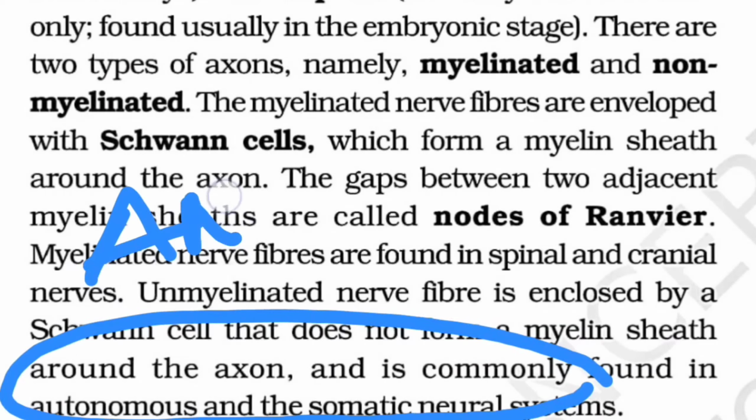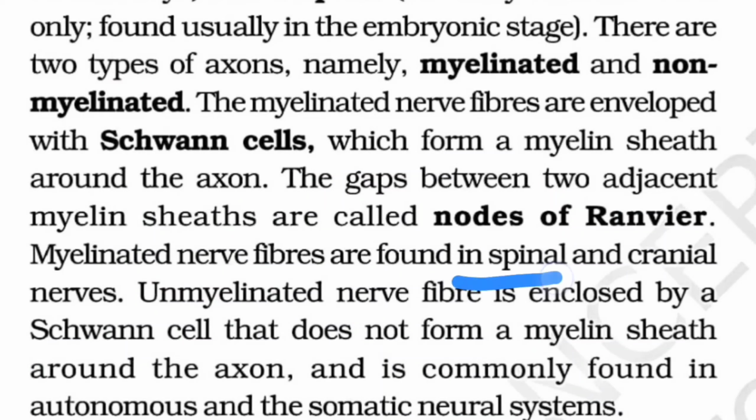So to summarize the case: myelinated fibers are found in the spinal and the cranial nerves, whereas the autonomic and the somatic nervous system have unmyelinated nerve fibers. Done?